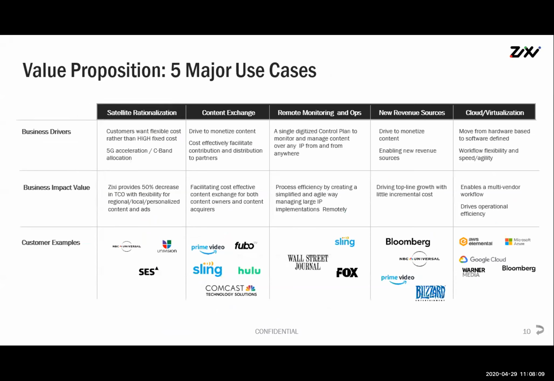The five major use cases using Zixi are, first, satellite rasterization. That's where, in the US, in the last few months, they've announced 200 megahertz being allocated to 5G spectrum. So with that, a lot of customers are moving away from satellite and leveraging new technologies such as Zixi to distribute video from point A to point B.